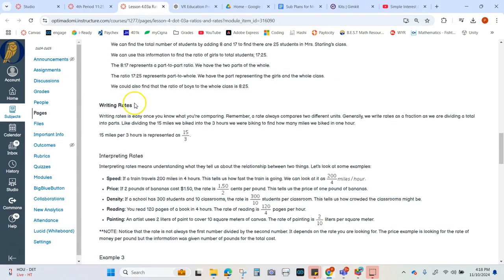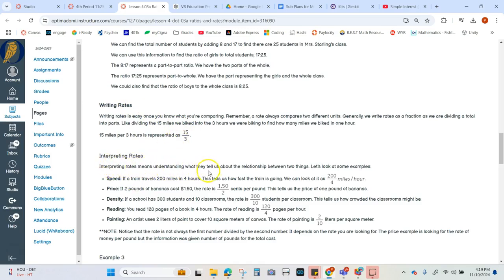Okay, so we talked about ratios. Now let's talk about rates. Writing rates is easy once you know what you're comparing. Remember, a rate always compares 2 different units. Generally, we write a rate as a fraction as we are dividing a total into parts. Like dividing 15 miles we biked into the 3 hours we were biking to find how many miles we biked in 3 hours. Like 15 miles per 3 hours is represented as 15 on top of 3. So kind of like a ratio. Rates and ratios are pretty similar.